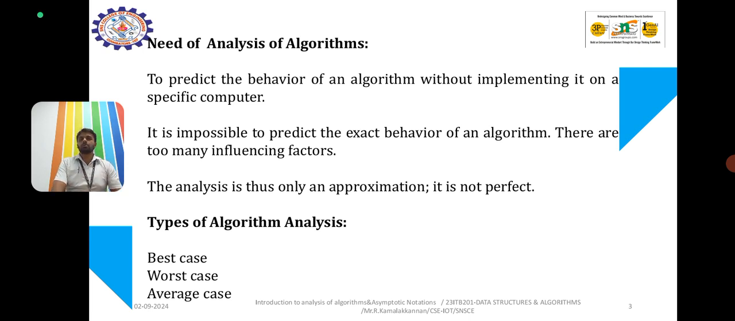And also it is impossible to predict the exact behavior of the algorithm, because there are too many influencing factors. So next in this series, the types of analysis of algorithm. The algorithm has to be analyzed in three ways: it could be done by the best case, the worst case, or the average case. In this manner only we have to do our analysis for the particular algorithm.